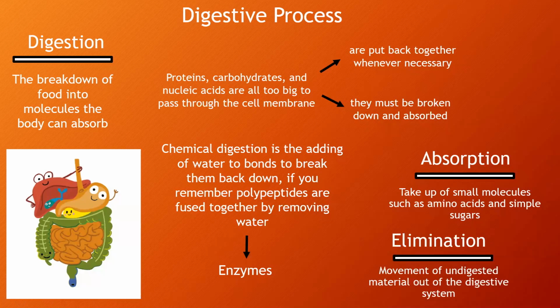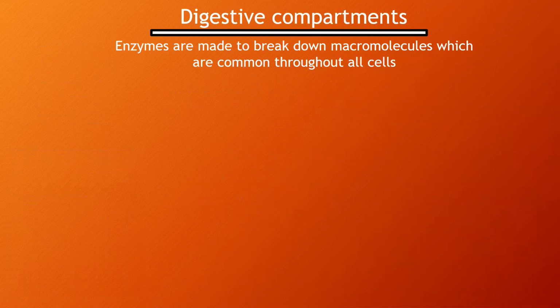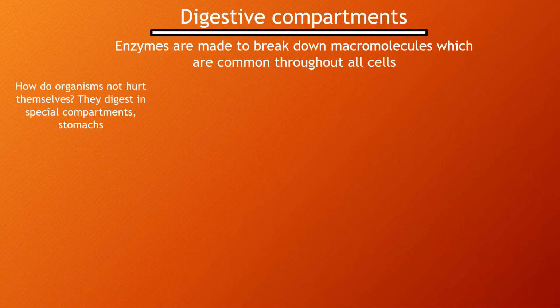And then last but not least, you have elimination, which is excretion, the movement of undigested material out of your system. And so, as I said, we all need stomachs to help break down these macromolecules. And so these macromolecules, again, are common throughout all cells. And so how do we not hurt ourselves when we do this? So we have to digest in special compartments that are lined in special cells.